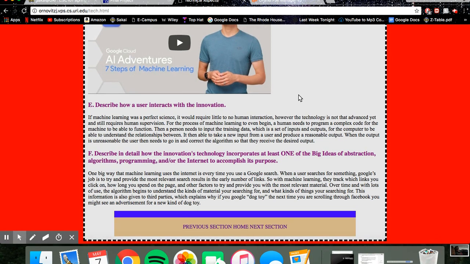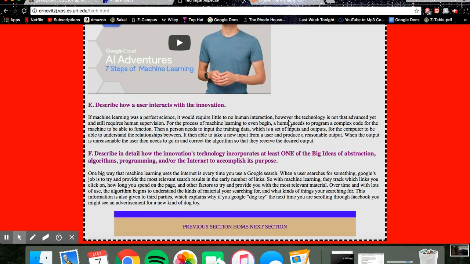Describe in detail how the innovation's technology incorporates one of the big ideas: abstraction, algorithms, programming, or the internet. So a big way that machine learning is used is in Google searches. When you Google something, Google's job is to get you the best results in the quickest amount of time and put them at the top of your screen so you don't have to go looking for them. Google actually tracks which links you click on, how long you stay on those pages, and all different sorts of things like that. So it's constantly learning and figuring out which pages are not useful to people, depending on what they're searching for, and which pages are.